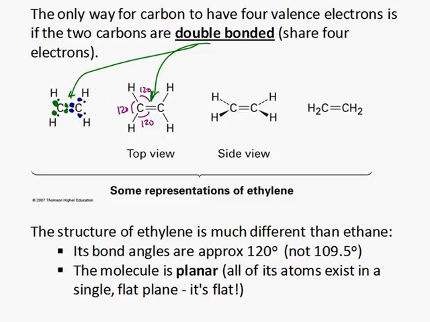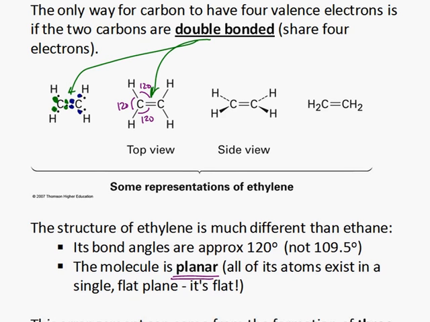Not only is the bond angle different, but the overall shape of that molecule is different. It is a planar molecule, so all of its atoms exist in a single flat plane. If we look at one of these structures, this molecule could just sit down flat on the paper without anything sticking out towards you or going back behind you. From this side view, we could maybe draw it like 2 hydrogens are coming toward you and 2 are coming back, but it's still flat. It's still completely planar in its shape. So that's a big key difference between ethylene and ethane, like we were talking about.